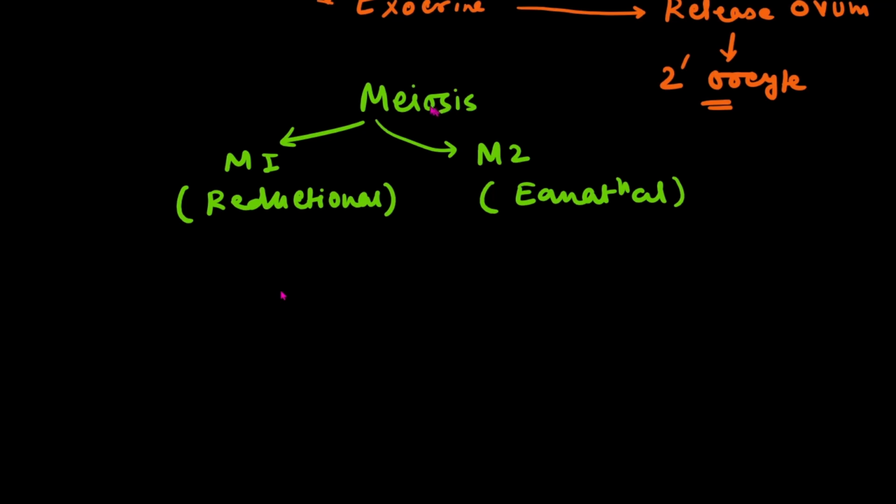The primordial germ cells undergo meiosis cell division. A primordial germ cell is a type of stem cell. Meiosis occurs in two stages, meiosis 1, a reductional division, and meiosis 2, an equational division. Suppose there is a diploid cell, the normal diploid cell, which undergoes meiosis. The first process is meiosis 1, and by meiosis 1 two haploid cells are produced. For this reason meiosis 1 is known as reductional division.